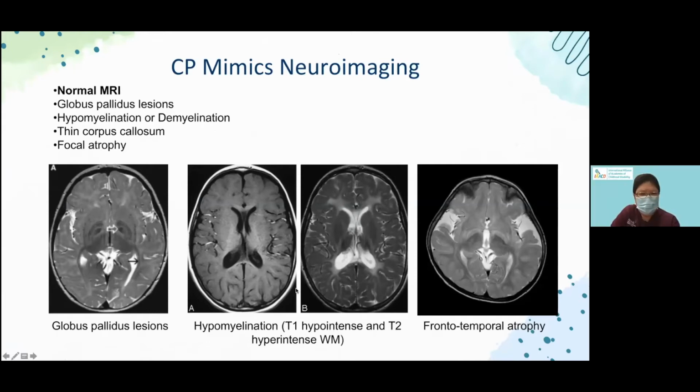Or in the middle pictures, you notice that there is abnormal white matter signal. On T1 imaging it looks hypointense, and on T2 imaging it's hyperintense. Usually this is what we call hypomyelination, and this tells you that this is probably one of the hypomyelinating disorders. And you may also have focal atrophy. So this is one of the classical pictures of glutaric aciduria, where you have frontotemporal atrophy.